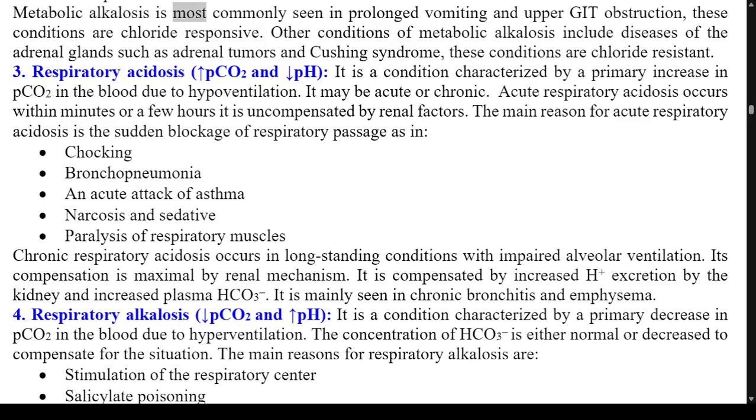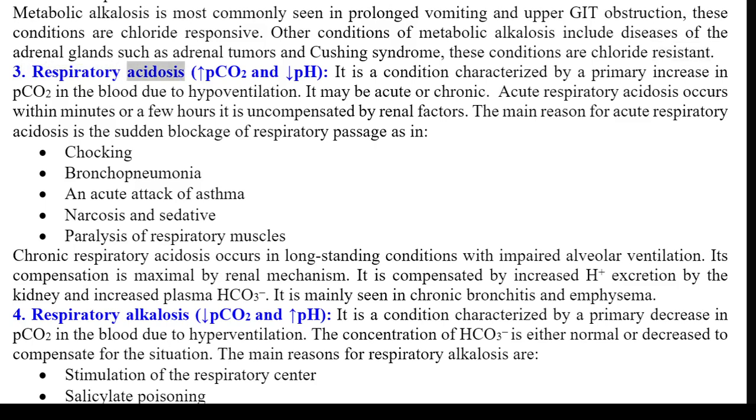Metabolic alkalosis is most commonly seen in prolonged vomiting and upper GIT obstruction. These conditions are chloride responsive. Other conditions of metabolic alkalosis include diseases of the adrenal glands such as adrenal tumors and Cushing syndrome. These conditions are chloride resistant.